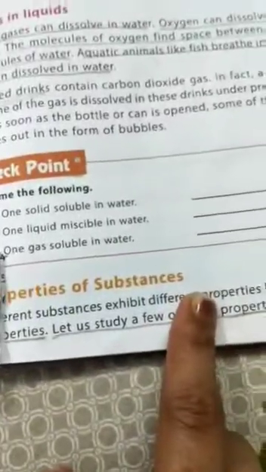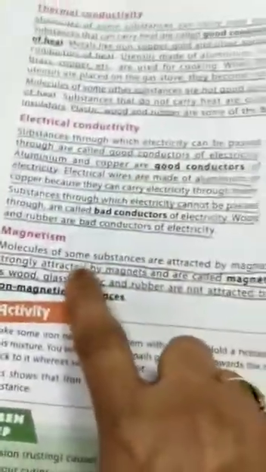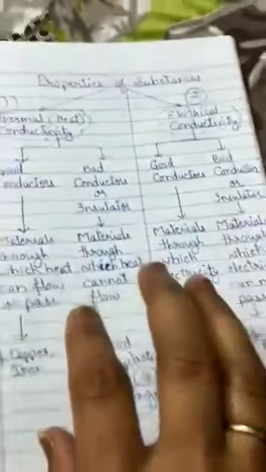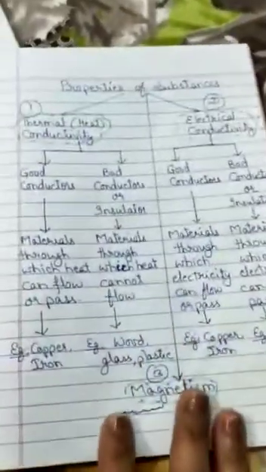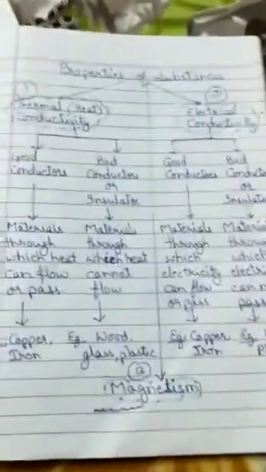Now the next topic which we are going to see is, in your book it is given, properties of substances. Different substances have different properties, right? In your book, three different properties are shown: thermal conductivity, electrical conductivity and magnetism. I am just explaining it in this form so that it will be easy for you, and once you read the chapter also.